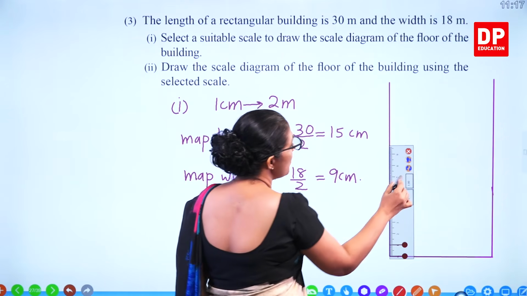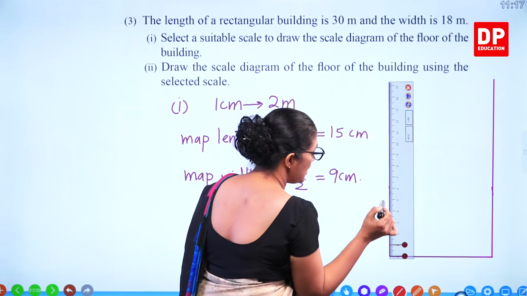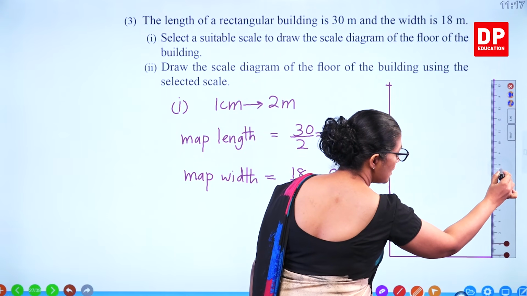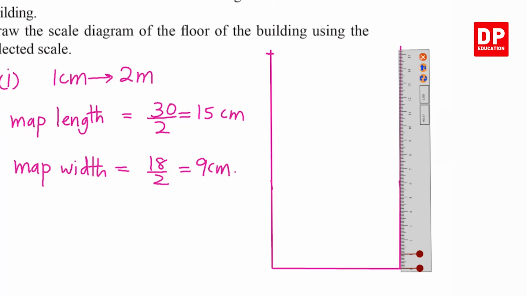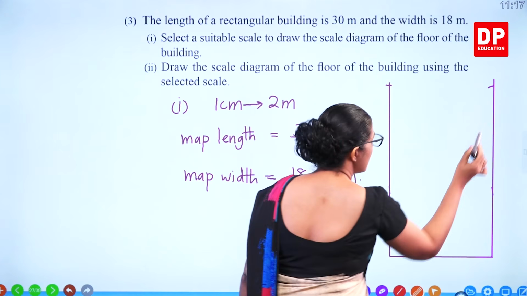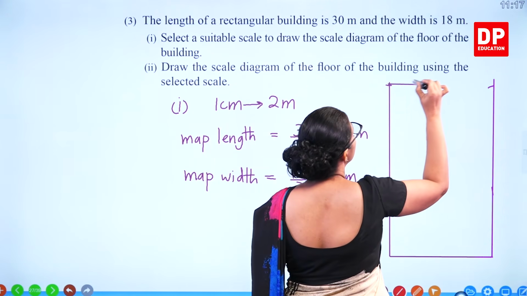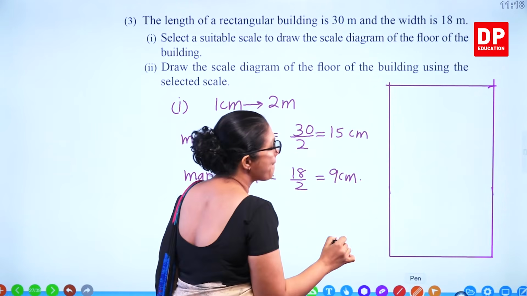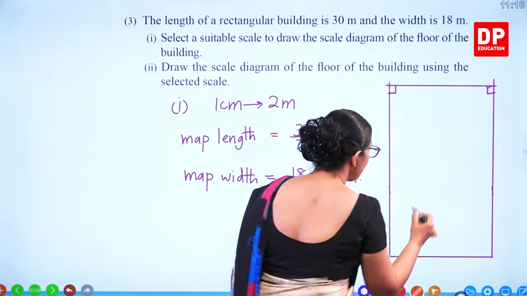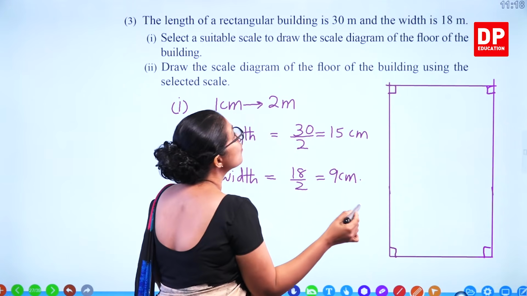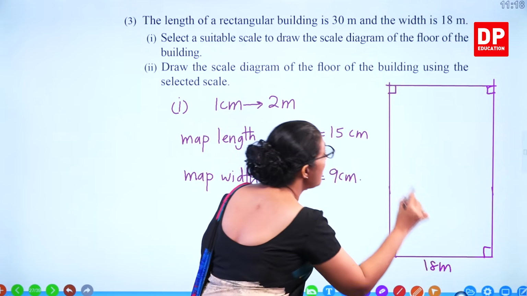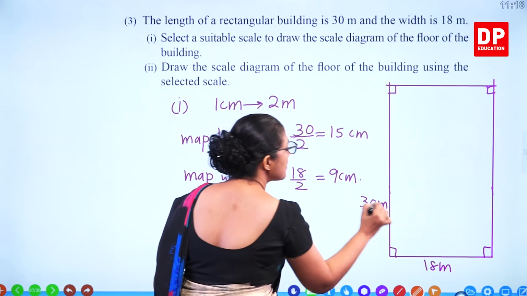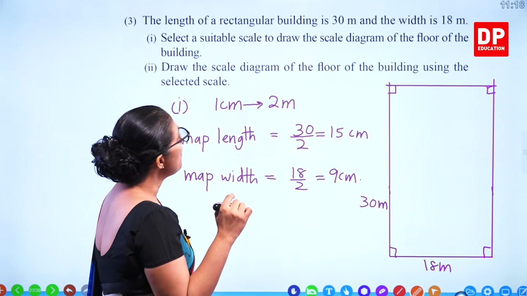So from this point, we can extend the ruler. So we get 15 centimeters. So that's here. And here again keep the ruler and mark 15 centimeter here. Now you can draw the straight line here. Connect those 2 points. Connect these 2 points. You can get the rectangular shape figure. So this is, we took 9 centimeter means 18 meters this way and 30 meters this way. So this is the rectangular building.